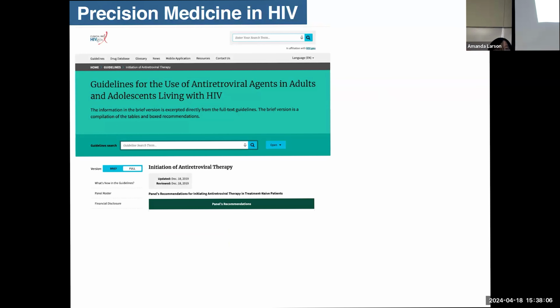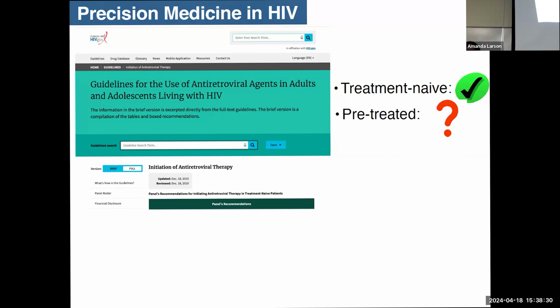Okay, so the guideline for the use of ART in adults with HIV. However, the guideline usually only works for treatment naive patients. So what does treatment naive mean? It means people who are newly diagnosed with HIV and just initiated their ART treatment. However, for people in our EHR system, for example, they have been diagnosed with HIV for 20 years, and they have been using different ART drugs in the last decade.